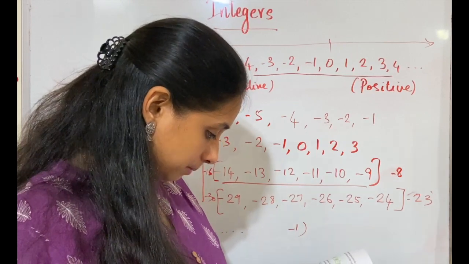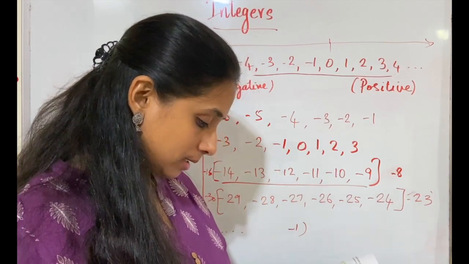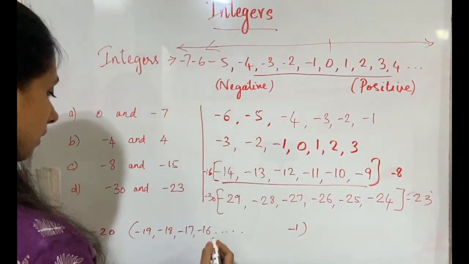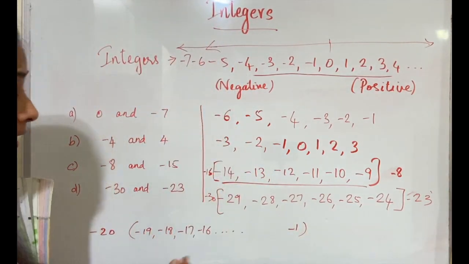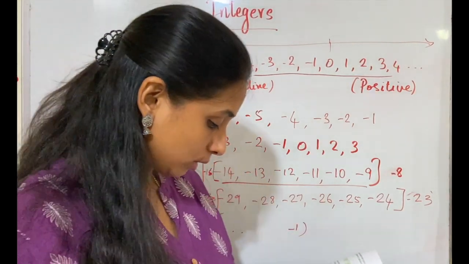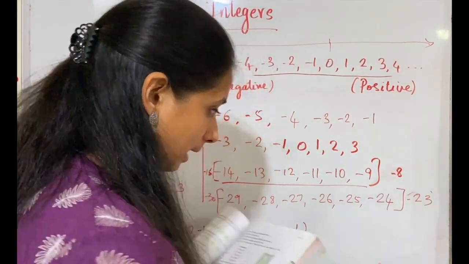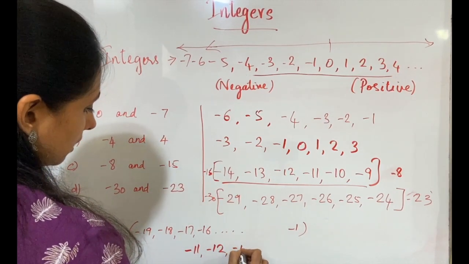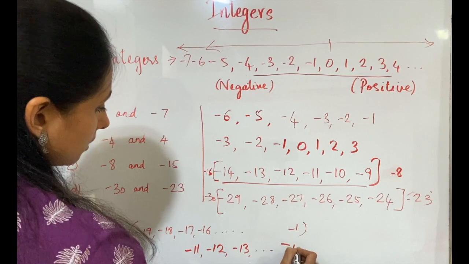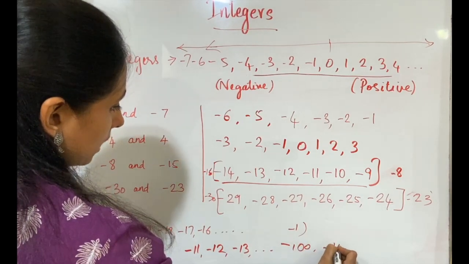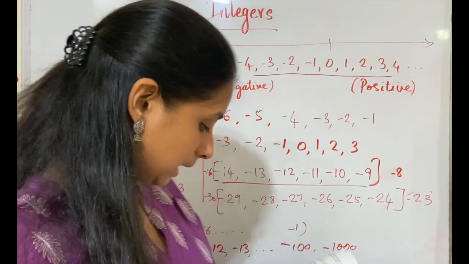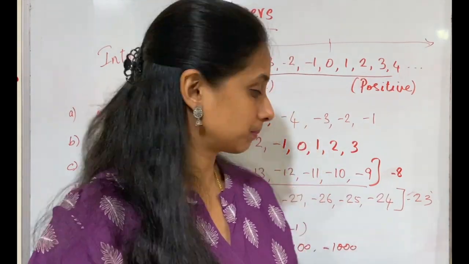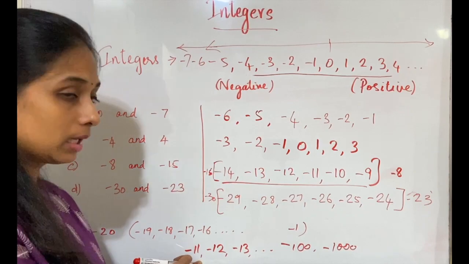Okay, then write 4 integers less than minus 10. So from minus 10, I have to write 4 integers less than minus 10. So I can write minus 11, minus 12, minus 13, anything, minus 100, minus 1000, any 4 integers which are less than minus 10. So you can write anything less than minus 10.